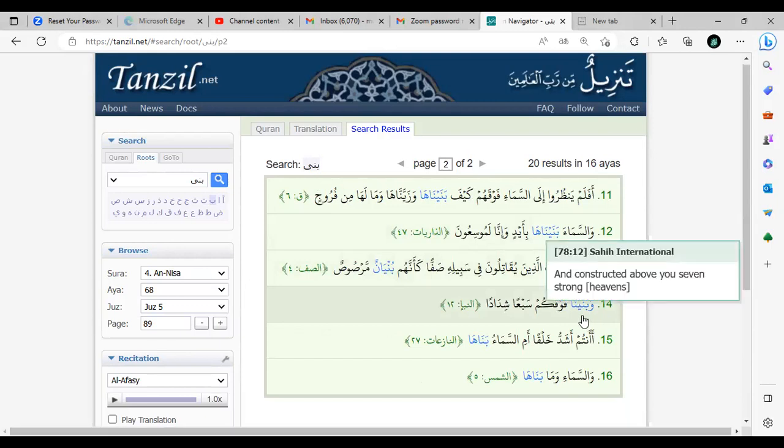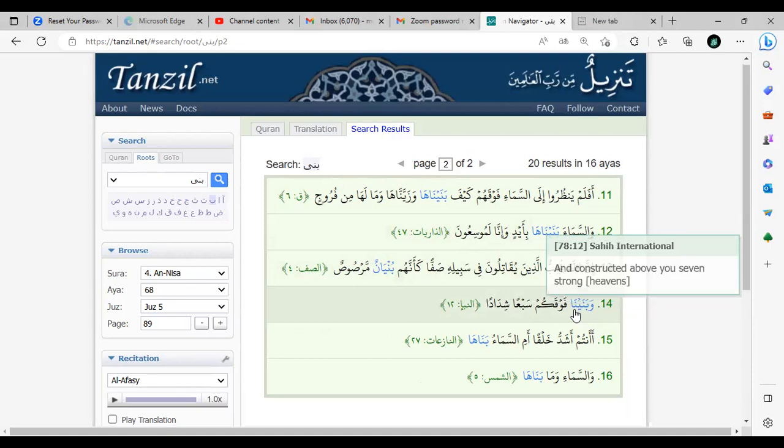Like this, banaina fawqakum sab'an shidada. What is banaina, madi or mudare? Sorry, madi. What is the fa'il? Nahnu. Wa banaina: and we built, we constructed. Sab'an shidadan is mansub because it is maf'ul, and it is also murakkab mu'tasil. See what translation he is writing: and constructed above you seven strong heavens.